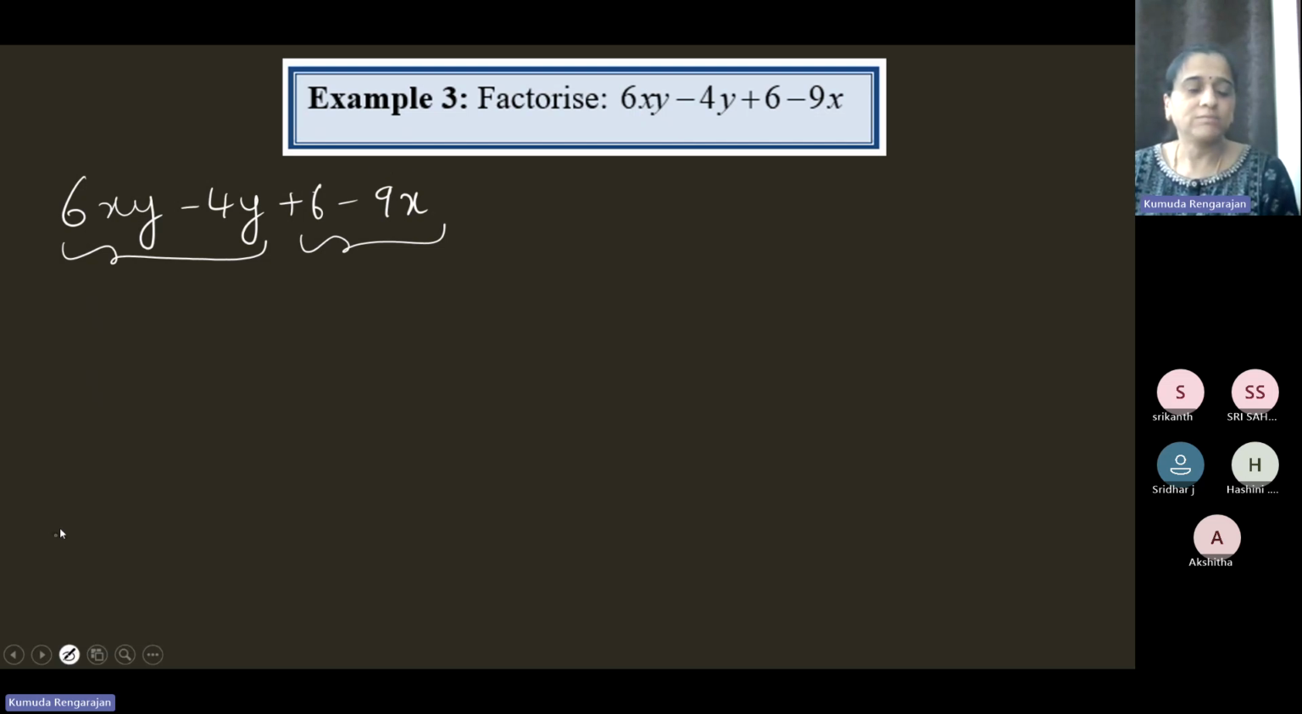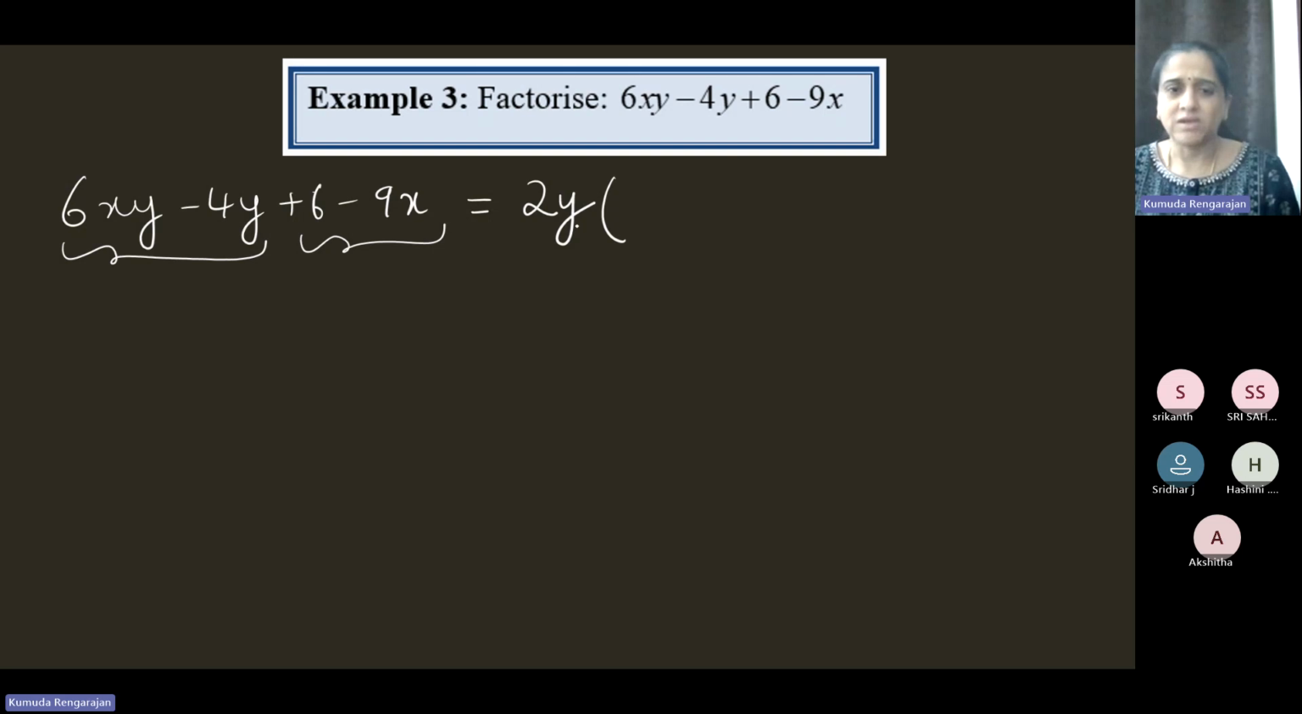Now, what's common between the first 2 terms? Not all the 4 terms. First 2 terms. 2. So put an equal to sign. 2. No, x. There's x here, but there's no x here. That is, there is x power 1 here, but here it is x power 0. There is no x. So you cannot write x common. X power 0 means 1. So leave that. So y. Y power 1, y power 1, y. So between the first 2 terms, the common factor, the highest common factor is 2y.